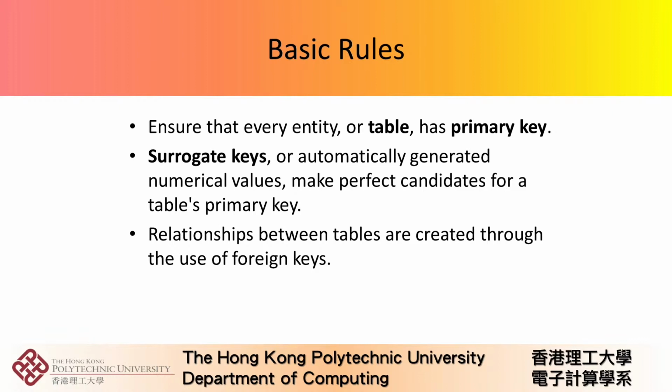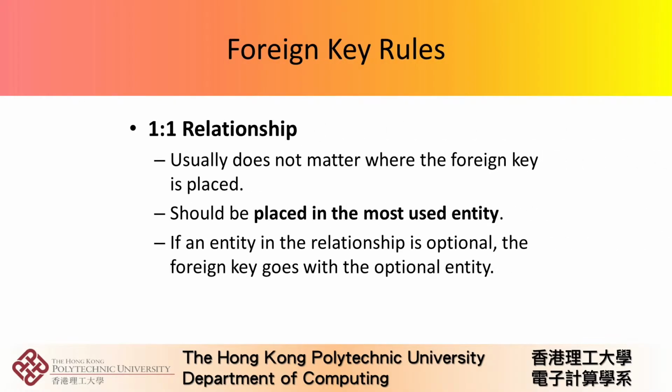Relationships between tables are created through the use of foreign keys. A foreign key is the primary key of one table that is pasted into another table to create a relationship. The foreign key cannot just be pasted into any table. However, there are rules that govern its placement based on its type of relationship. There are some rules for foreign keys.